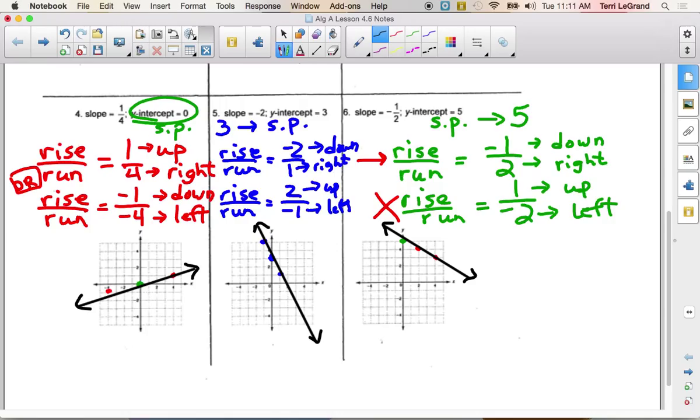So, do we have good behavior for this one? Yes. It's falling from left to right. Is that a good thing? Yes. Yes, because it has a negative slope.